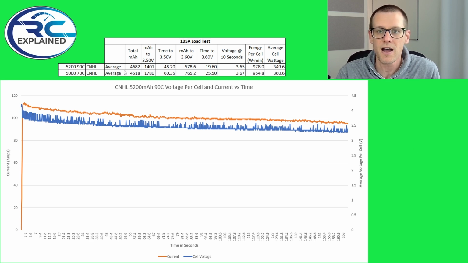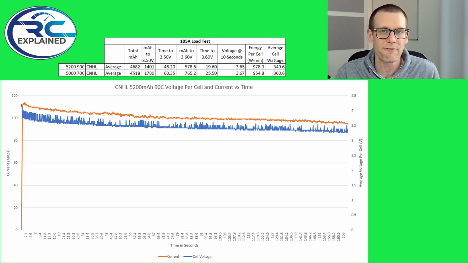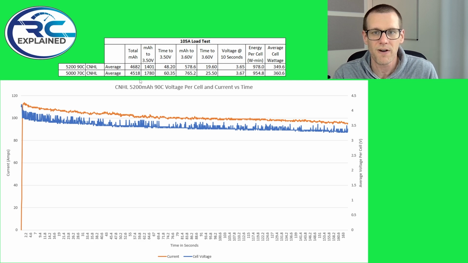Let's start things off and look at the total milliamp hour that we're getting out of each one of these packs. So the battery that we tested today, we're at 4682 versus 4518. The new battery pack actually dissipated more power output today than we saw from the other battery.